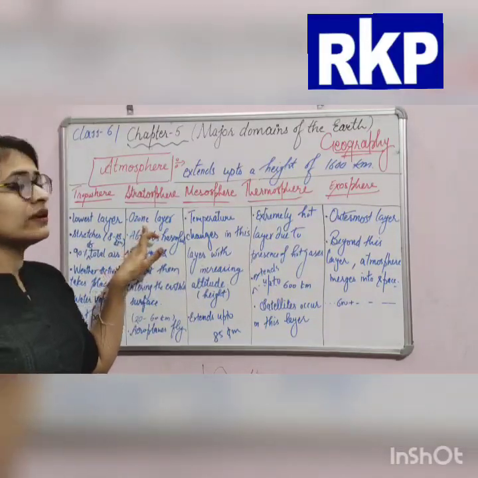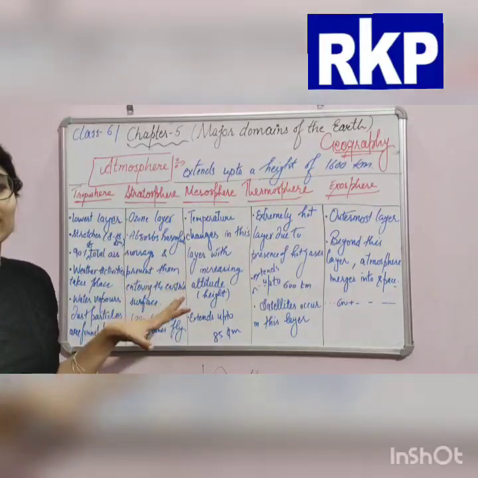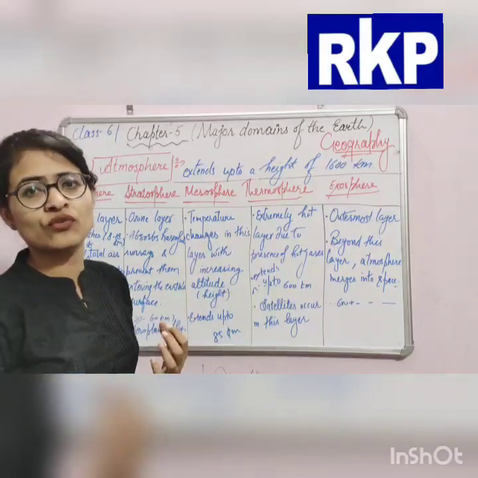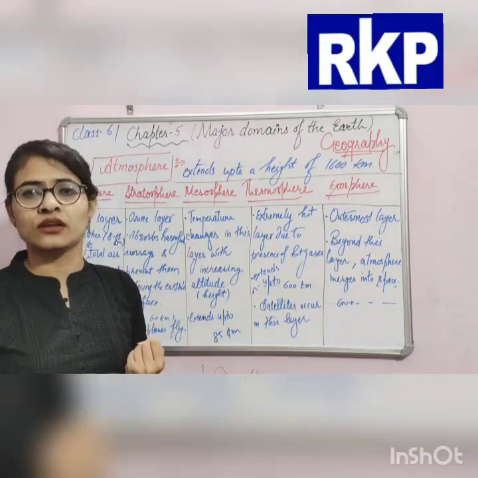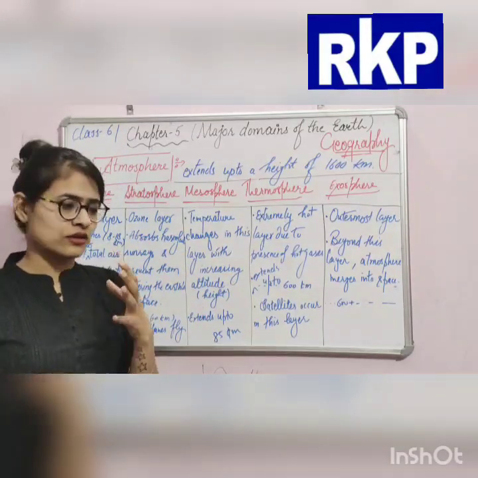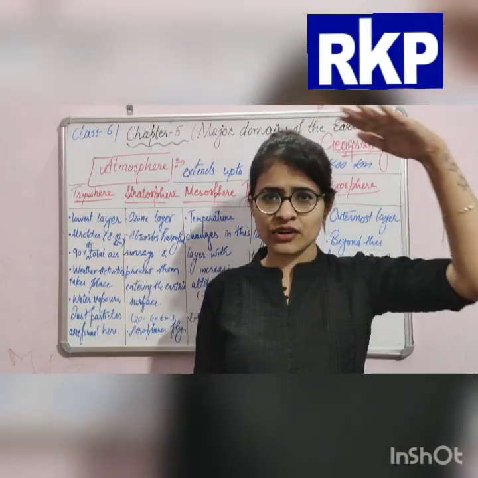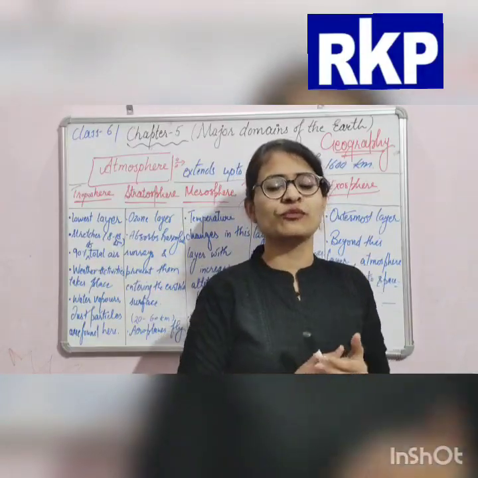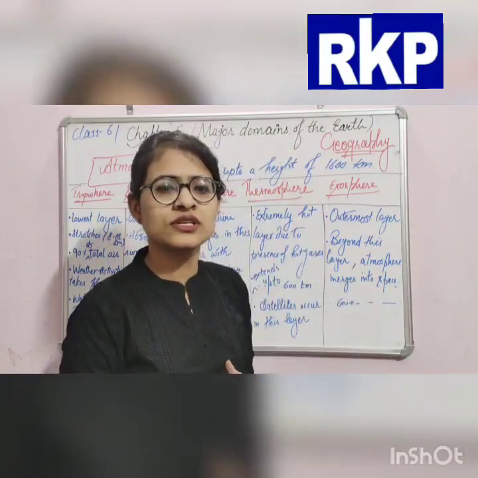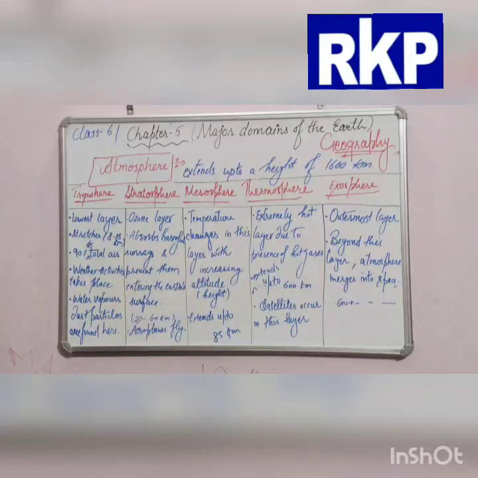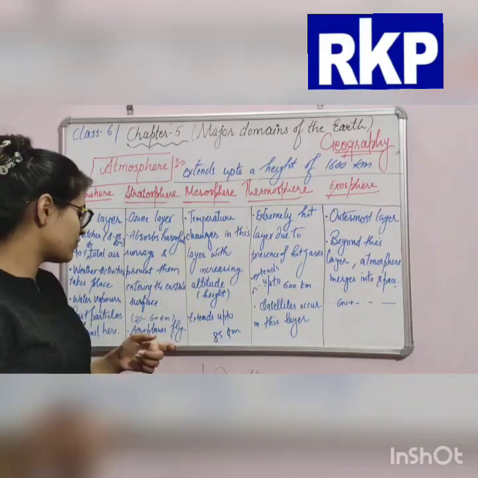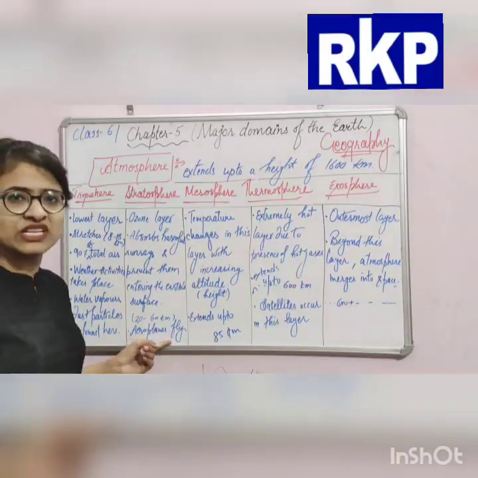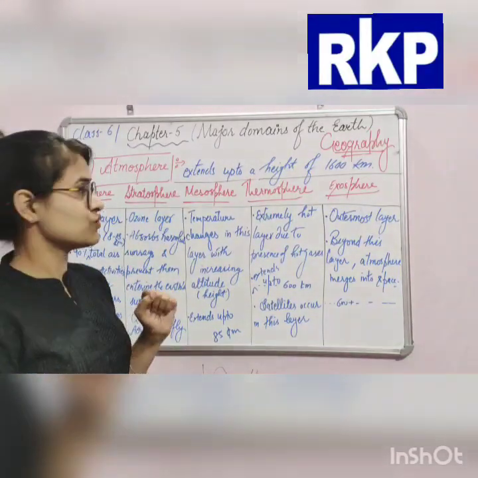Next is the stratosphere, which extends from 20 to around 60 kilometers. It contains the ozone layer, which absorbs the harmful rays of the sun. It acts like a cover above us. It protects us from the harmful rays of the sun and prevents them from entering the earth's surface. And the sphere in which aeroplanes fly is the stratosphere.